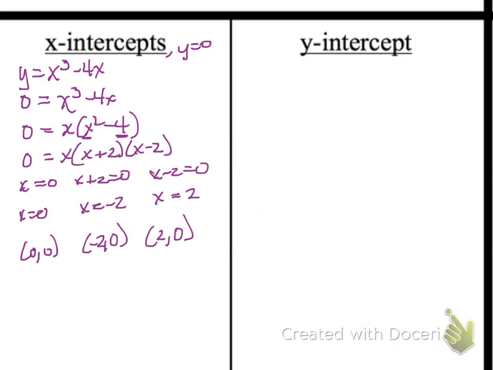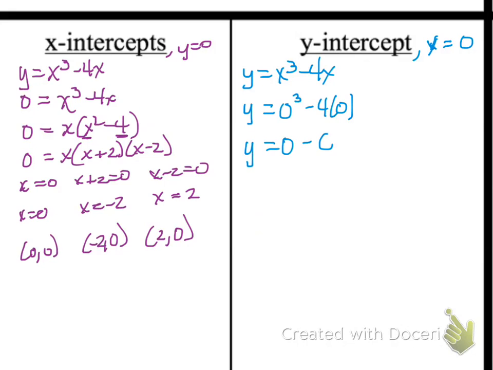And so now if I look at my y-intercepts, if I want the y-intercept, that's going to occur when x is equal to 0. And so using that same equation, if I have y equals x cubed minus 4x, if I let x equal 0, then I have y equals 0 cubed minus 4 times 0, which will give me y equals 0 minus 0, which is 0. And so my y-intercept is going to be at (0, 0).